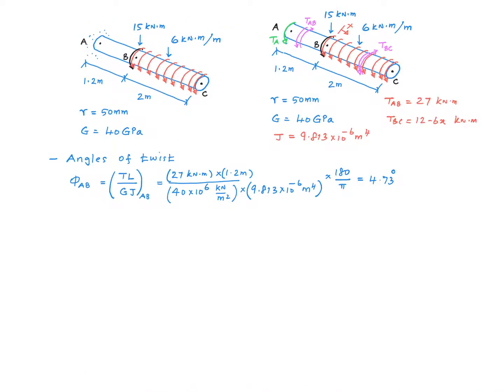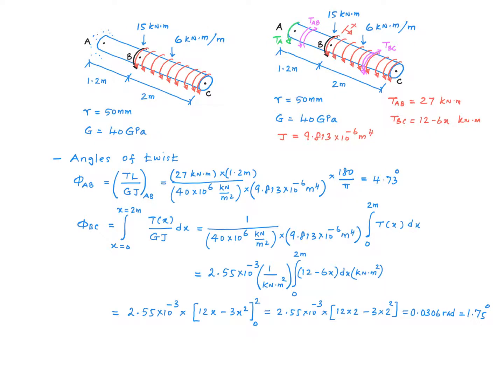The angle of twist of the segment AB is fairly straightforward, just like the problems we worked on in previous videos. This is because none of these quantities vary with distance, x, and therefore this formula is valid. I get a value of 4.73 degrees for that.